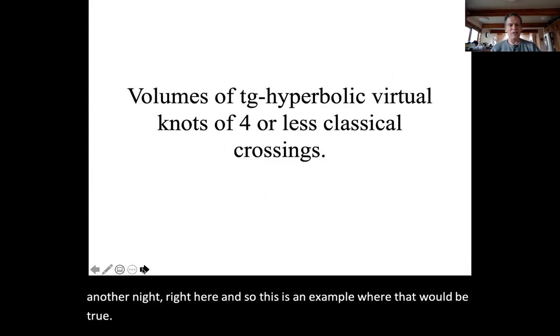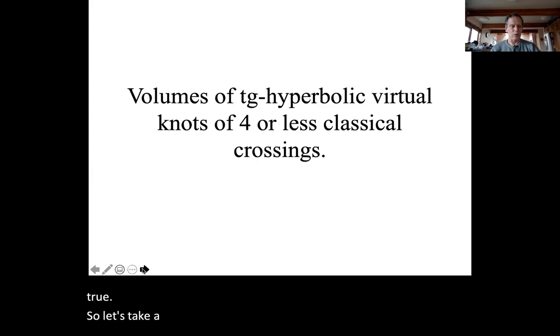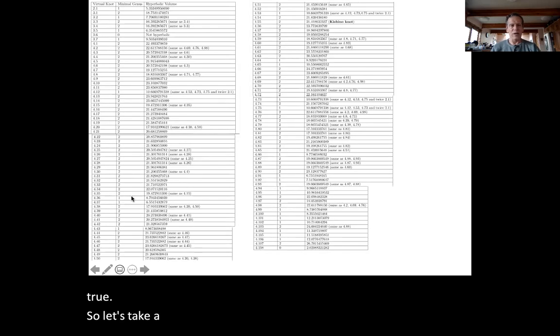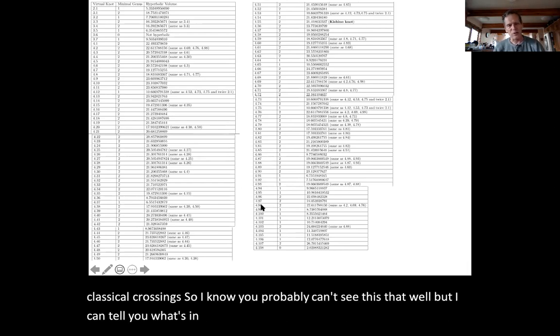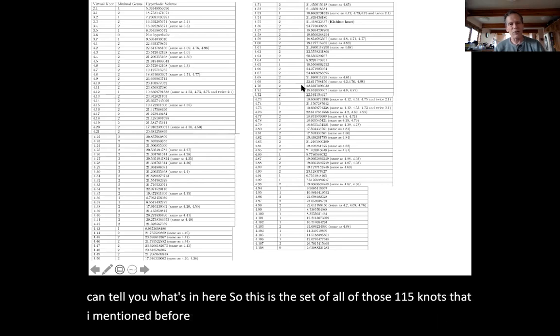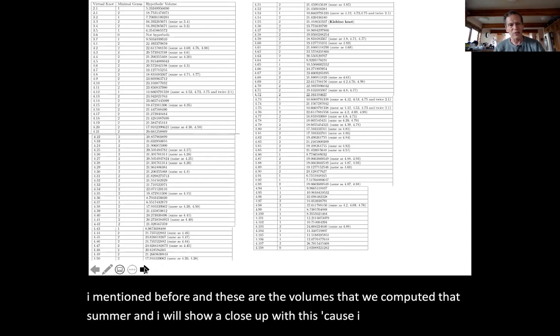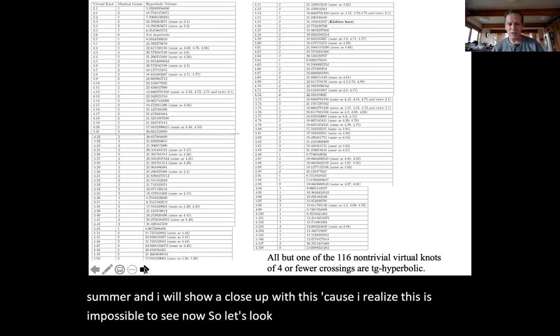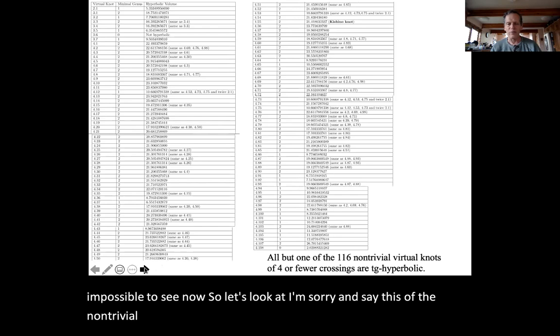So let's take a look at the volumes of TG hyperbolic knots of 4 or less classical crossings. So I know you probably can't see this that well, but I can tell you what's in here. So this is the set of all of those 115 knots that I mentioned before. And these are the volumes that we computed that summer. And I will show a close-up of this because I realize this is impossible to see now. So let's look at a, oh, and sorry, I didn't say this. Of the non-trivial virtual knots of 4 or fewer crossings, all but one of them are in fact TG hyperbolic.